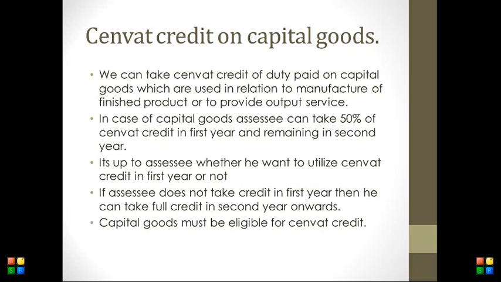That means if the goods are used for building and shed, or to construct the foundation for machinery, in that case these capital goods are not eligible for Cenvat credit. So this is how we can treat the Cenvat credit on capital goods. I hope you understand this.